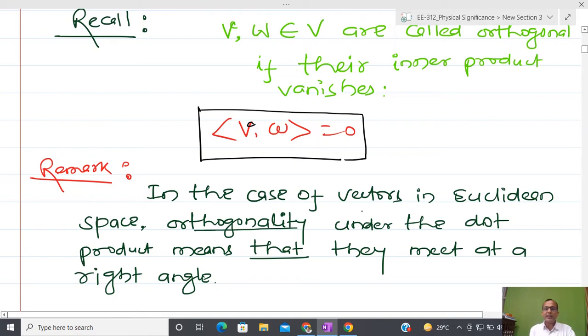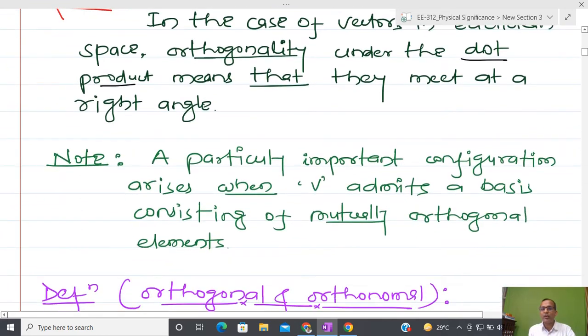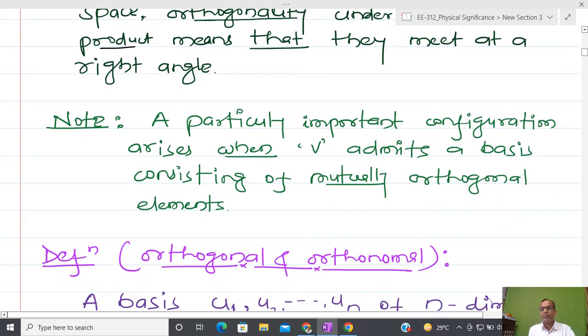In the case of vectors in Euclidean space, where each entry is a real number, orthogonality is just about the dot product. The inner product is very special there, because in Euclidean space we can talk about the dot product, and we say that two vectors are orthogonal if they meet at 90 degrees. But if I define a generalized inner product, I cannot talk like that about meeting at a right angle.